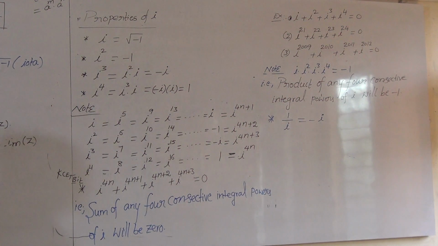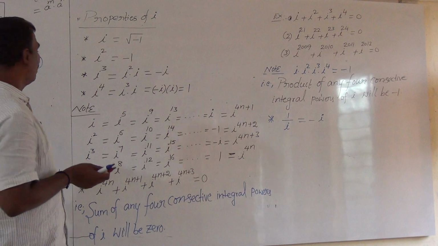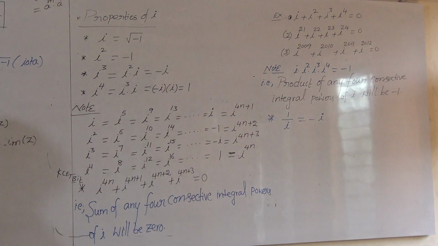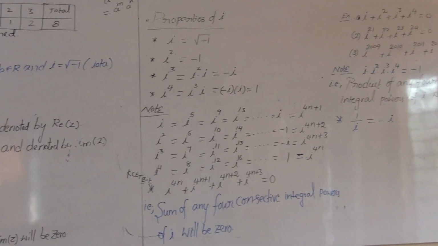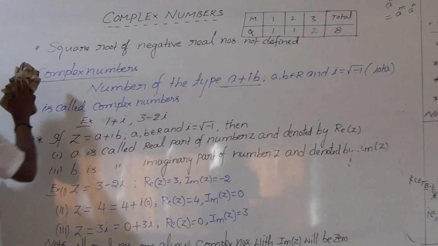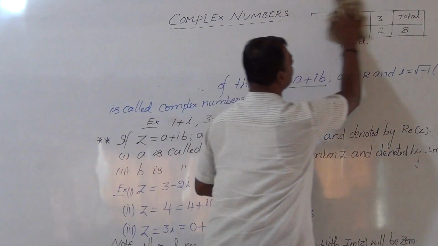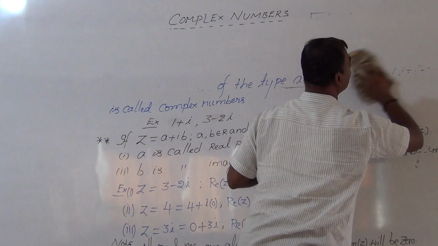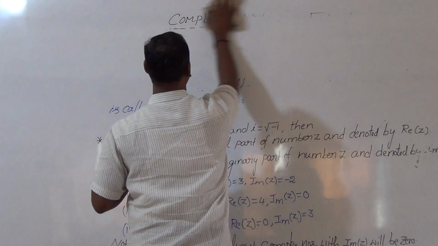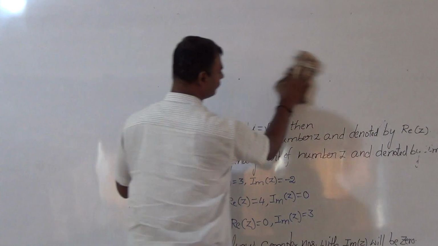So these are the properties of the powers of iota. Remember this about the iota concept. Now let us see some more properties of complex numbers. What are the properties of complex numbers, one by one? Let us see the algebraic properties first.